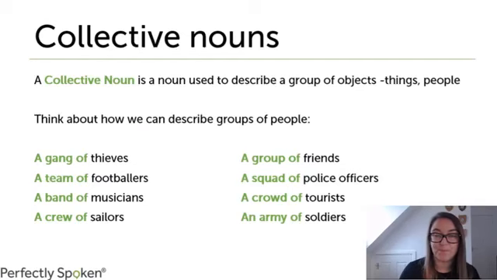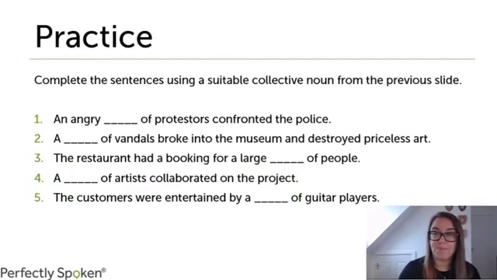Okay, in the next slide, we're going to practice using some of these collective nouns to describe people. So I'm going to show you 5 sentences and I'm going to ask you to think of the collective noun that could complete the gap. Okay, so complete the sentences using a suitable collective noun from the previous slide.